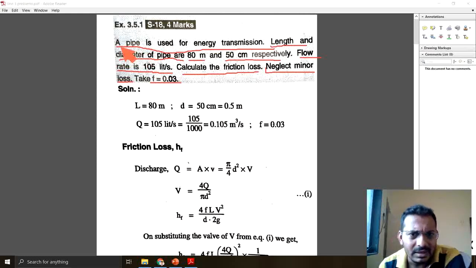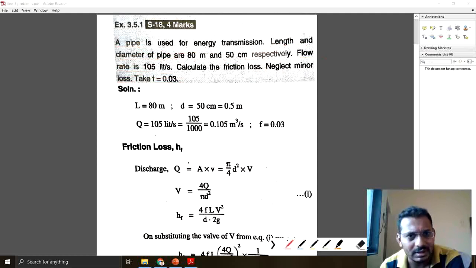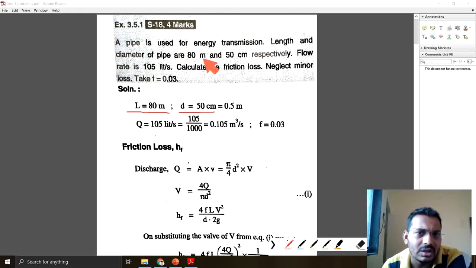So from this problem statement we can write down the given data. What is the given data? Length is given, then diameter is given. Always remember, convert all non-SI quantities into SI quantities. Diameter D is given as 50 centimeter, so convert that in terms of SI unit.